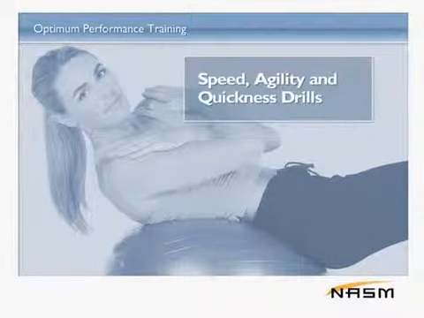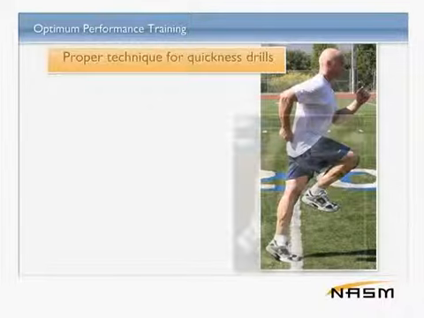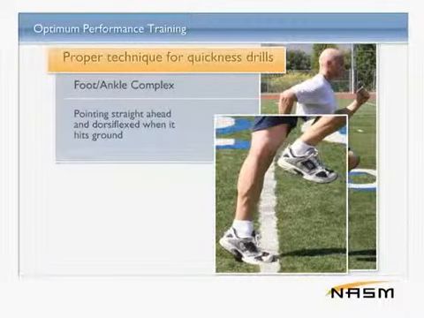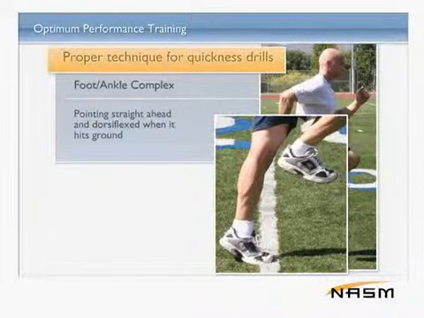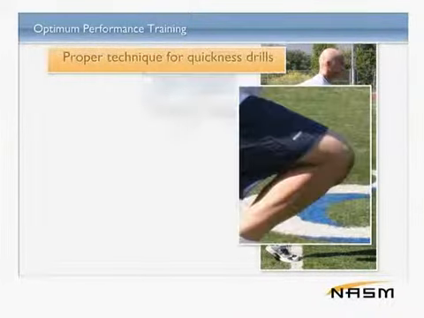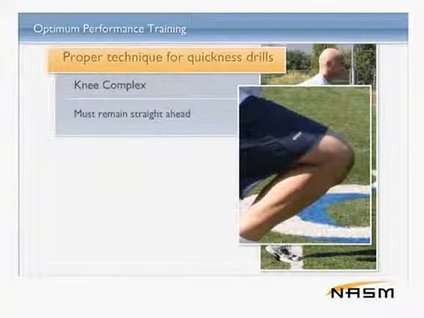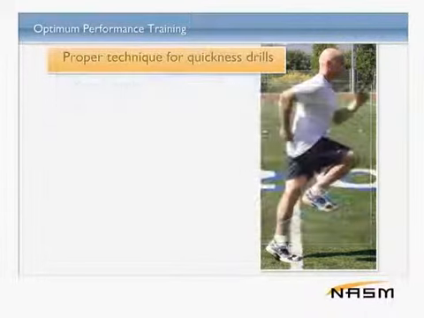Speed, agility, and quickness drills. Proper technique for quickness drills should be as follows. Foot-ankle complex, pointing straight ahead and dorsiflexed when it hits the ground. Excessive flattening or external rotation of the foot will create abnormal stress throughout the rest of the kinetic chain and decrease overall performance. Knee complex, must remain straight ahead. Excessive adduction and internal rotation of the femur during the stance phase decreases force production and leads to overuse injuries.